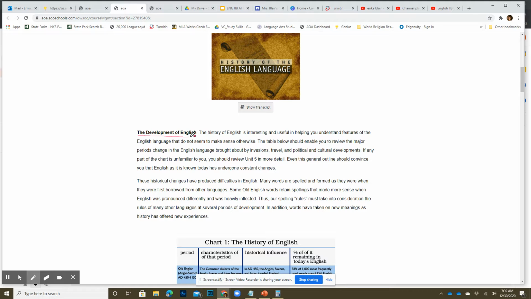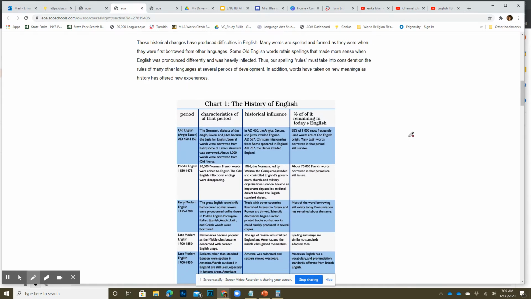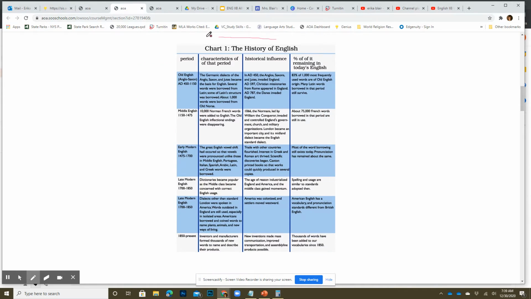The first section talks about the development of English, and there's this really handy chart that is a nice kind of one-page view of some of the concepts that were discussed in more detail in previous lessons. So you've got the time period, the characteristics of that time period, the historical influence, and then what percentage of that time period's English remains today.